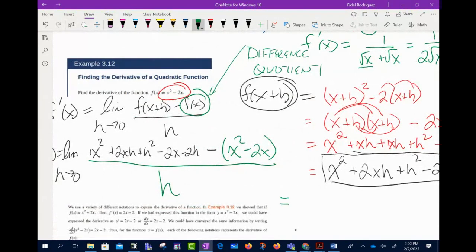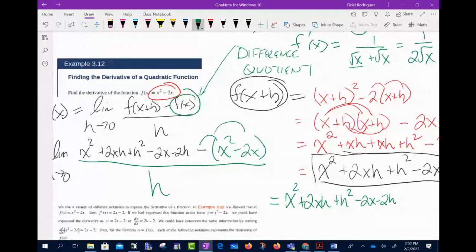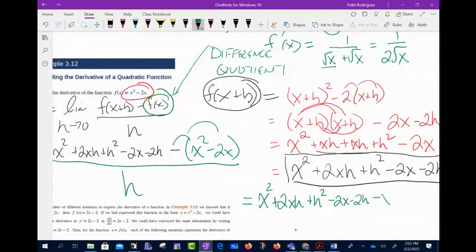Okay, so I'm running out of room, so I'm going to do this over here a little bit on the side. So I'm going to have x squared plus 2xh plus h squared minus 2x minus 2h. Let's go ahead and distribute that negative to leave me with a minus x squared and a positive 2x all over h.